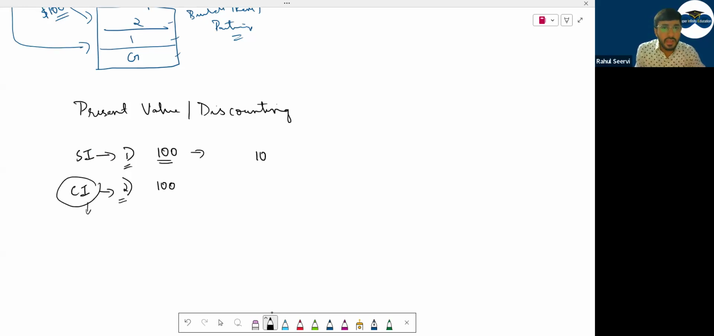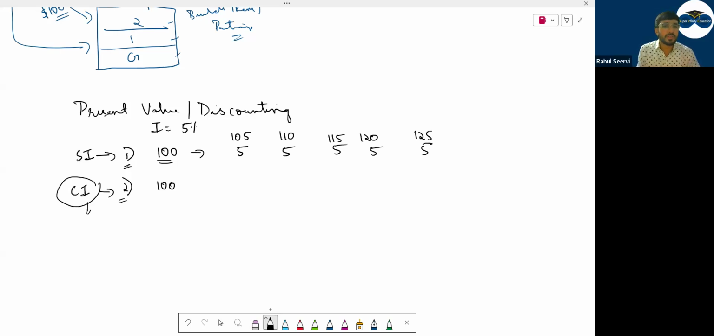So let's take the interest rate you get as 5%. If it is simple interest, every year what will you get? 5, 5, 5, 5, 5. So what will be the value here? Can I say it will be 105? Here it will be 110, 115, 120 and 125.